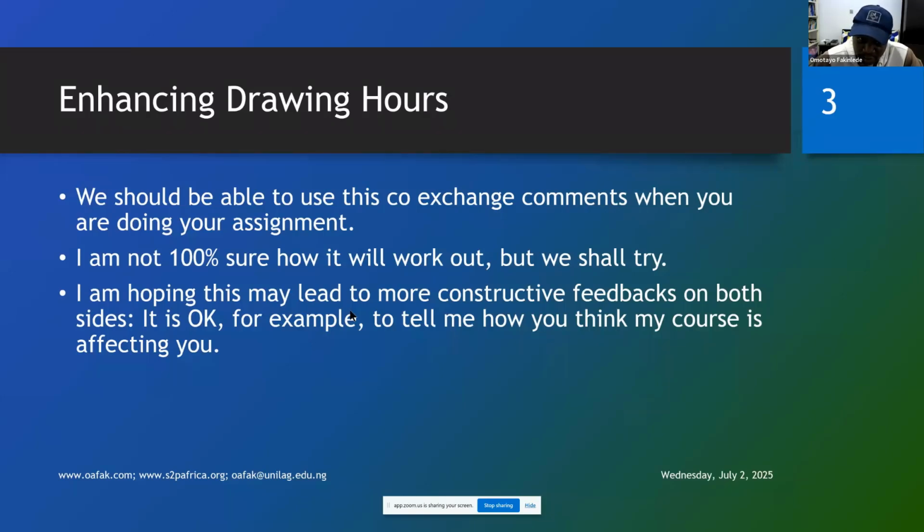For example, it is okay for you to tell me what you think about the course. Tell me how the course is affecting you. It may help me to change things in your favor if there is something I can do. And if there's nothing I can do, I will let you know there is nothing I can do. But I'm not going to get angry because you tell me what you think about my course, whether good or bad. I know that it's not everybody that likes the way I'm doing things. So you will not be the only person.